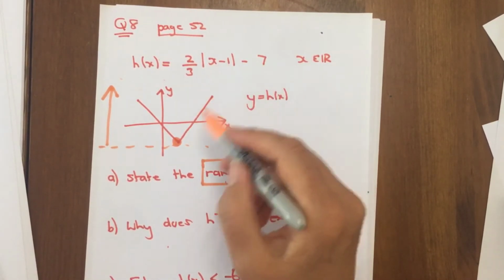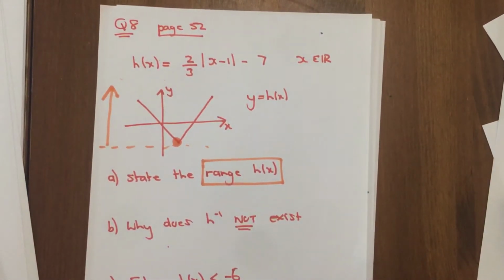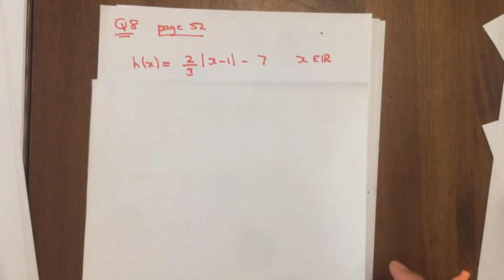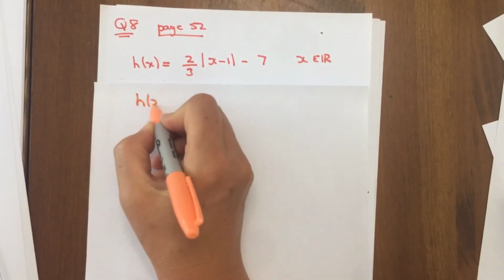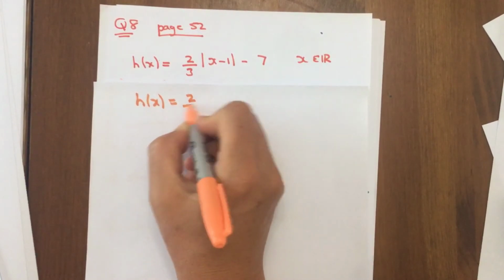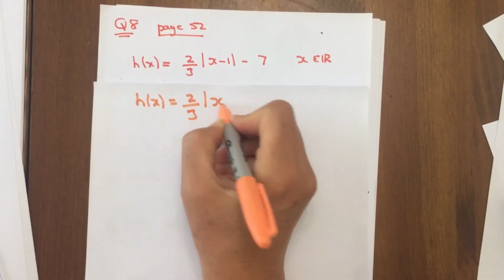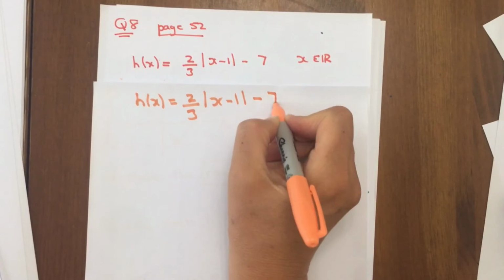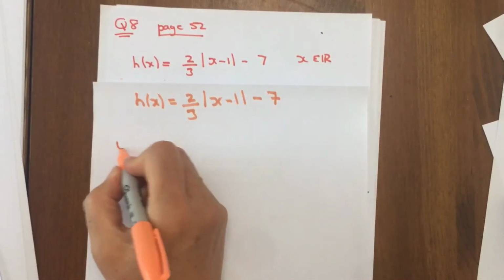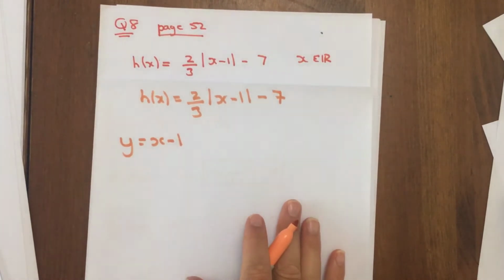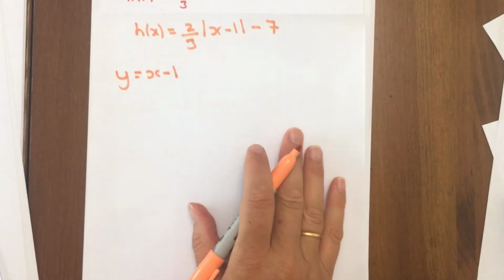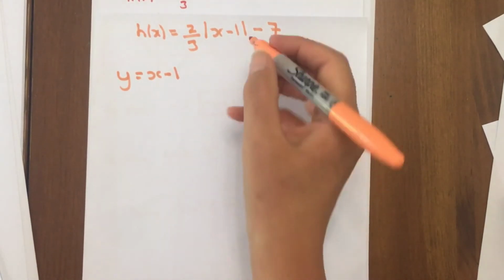So how are we going to find the minimum point? Well, I'm going to look back at this transformation here. h of x equals 2/3 modulus x minus 1, minus 7. I'm going to sketch this. The first thing I'm going to sketch, and the order of this sketching is important, is y equals x minus 1.